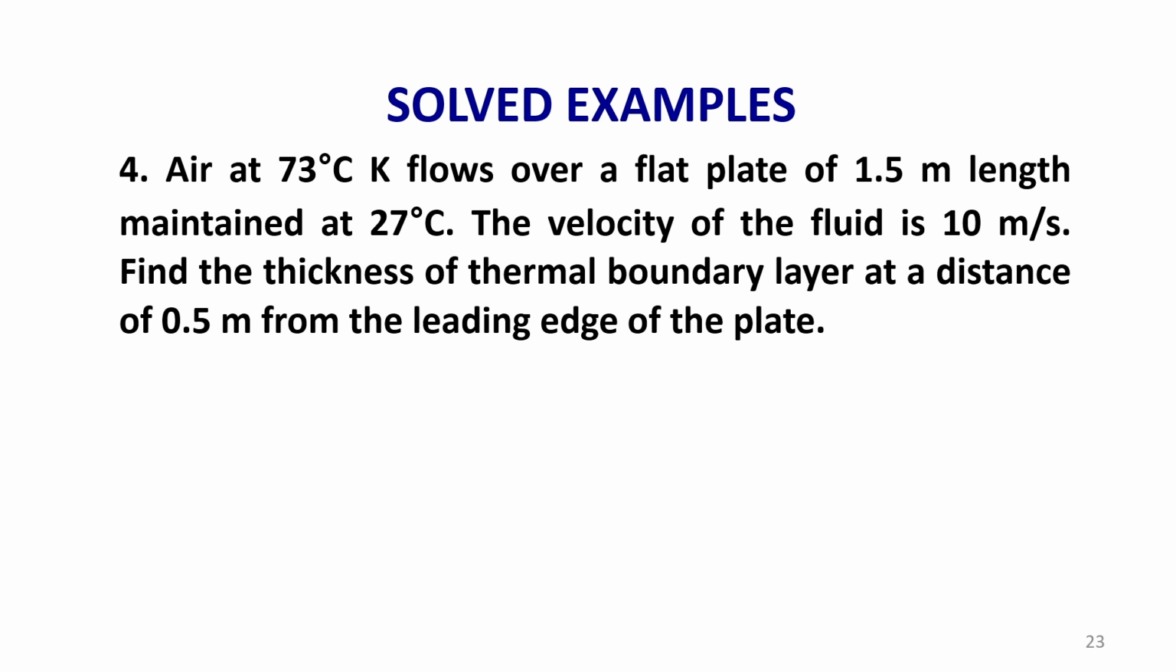So, air at 73 degrees centigrade flows over a flat plate. This is based on the boundary layer concept. Plate of 1.5 meter length maintained at 27 degrees centigrade. Velocity of the fluid is 10 meters a second. Find the thickness of the thermal boundary layer at a distance of 0.5 meter from the leading edge of the plate. Leading edge of the plate is the extreme left.